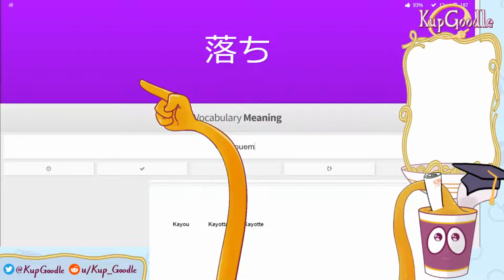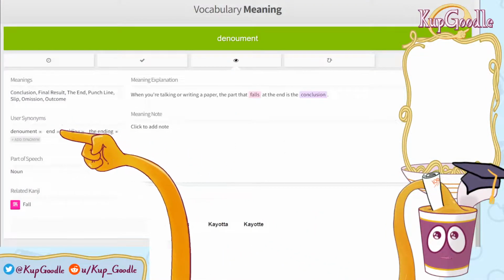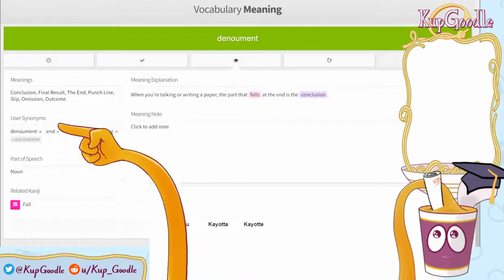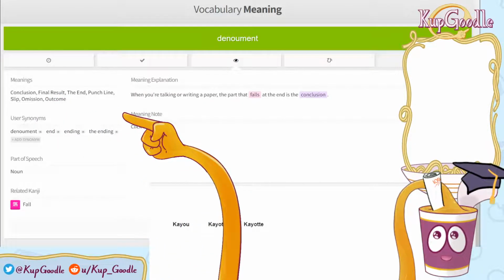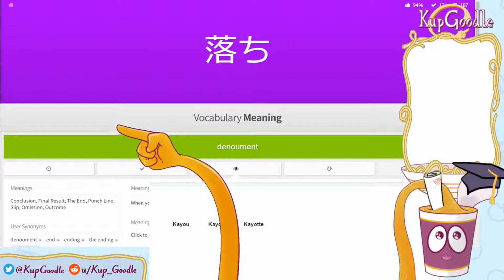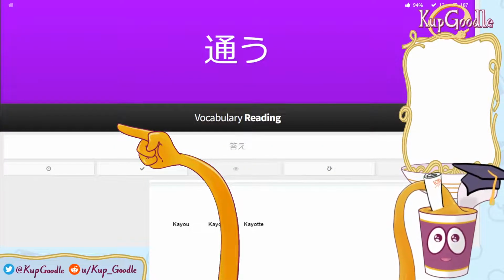Denouement? Is that how you spell it? Or is there no E? The conclusion. I wonder if I spelled that correctly. Final result, the end, the punchline, the slip, the conclusion. Conclusion's probably the right one. The end, the denouement.